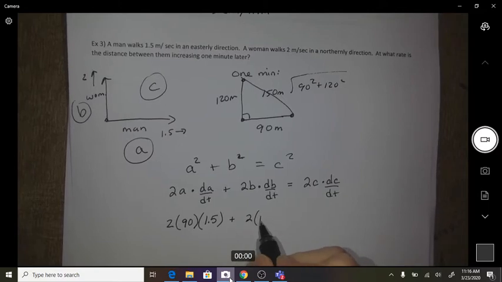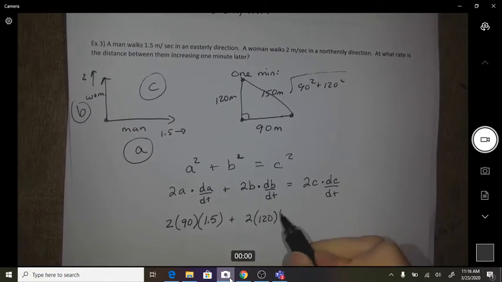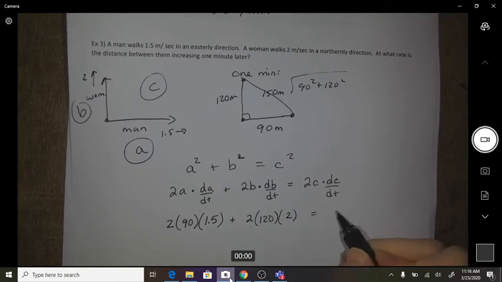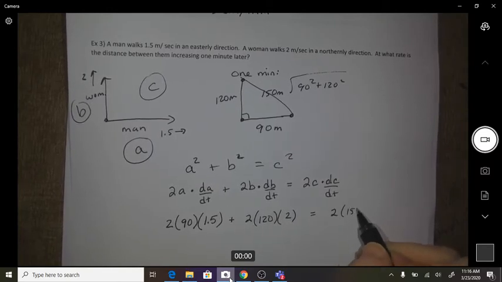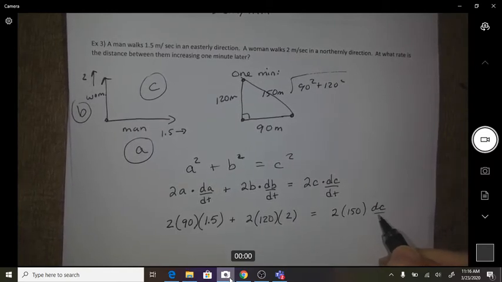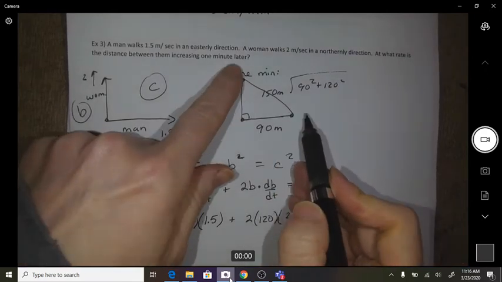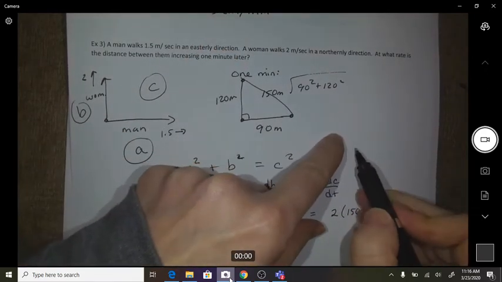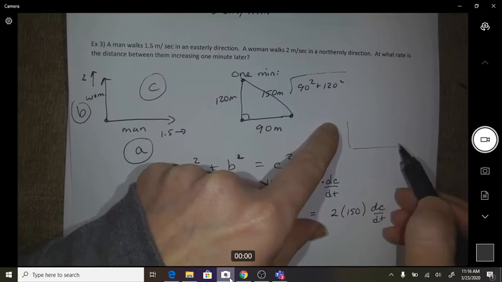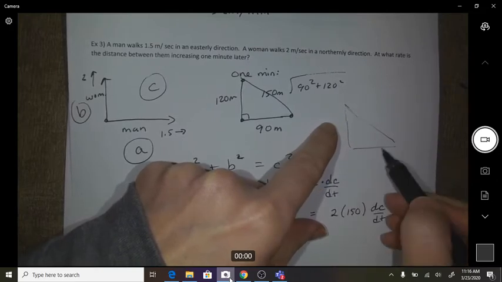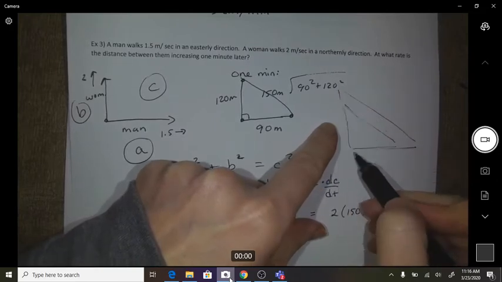Plus 2 times 120, and the change of the pace is 2, equals 2 times 150 times what we want to know. We want to know how this hypotenuse is changing. So, as you keep going out, your hypotenuse is just going to keep getting bigger and bigger as well.